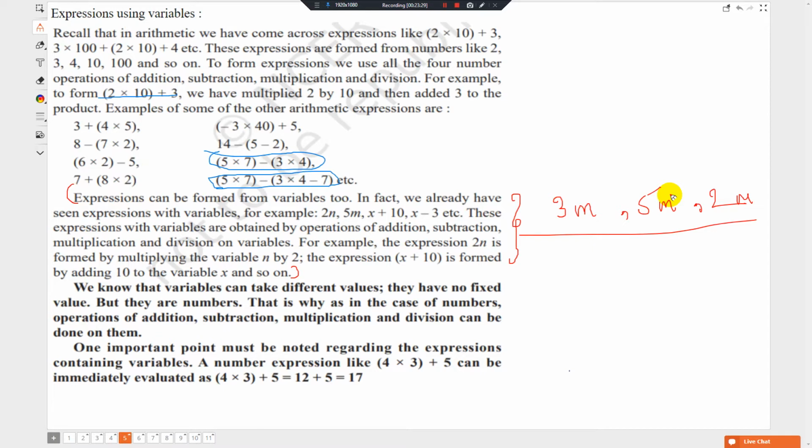Those expressions which are not possible to solve anytime are known as expressions with variables. This is the full paragraph.